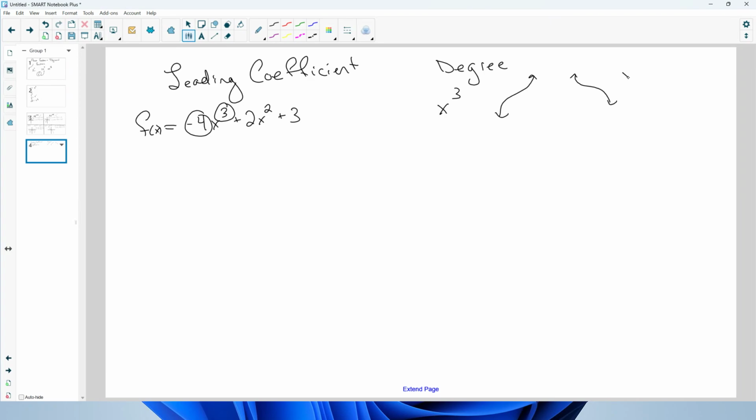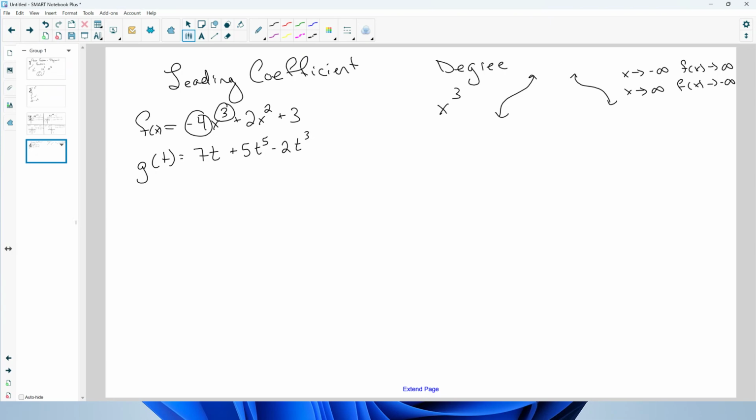So I know that as x goes to negative infinity, f of x goes to positive, and as x goes to positive infinity, f of x, or y, goes to negative. Now what happens if it's not in order? Right, this one was in order. It goes from the highest degree to the lowest degree. Let's say we have 7t plus 5t to the 5th minus 2t cubed.